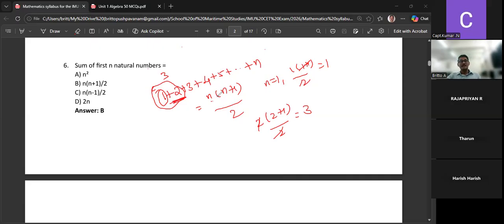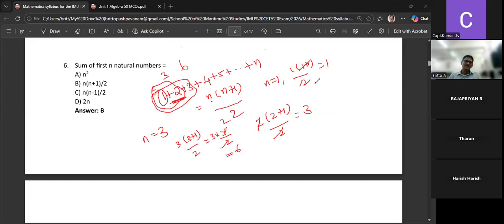Here the question directly asks for the formula, so you just write the formula. But the formula is derived like this: n equal to 1, n equal to 2, n equal to 3. The sum of the first three terms is 1 plus 2 plus 3, which is equal to 6. If you put n equal to 3, you get 3 into 3 plus 1 divided by 2, which is 3 into 4 divided by 2. So you get 6, right?